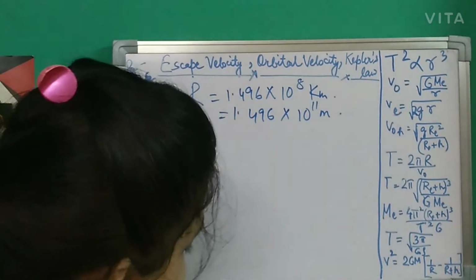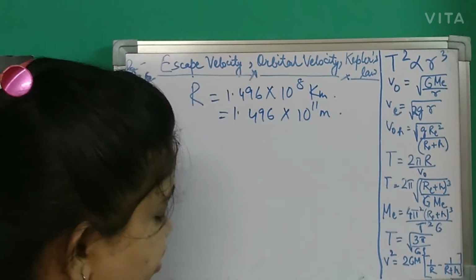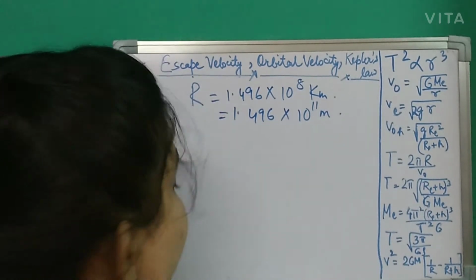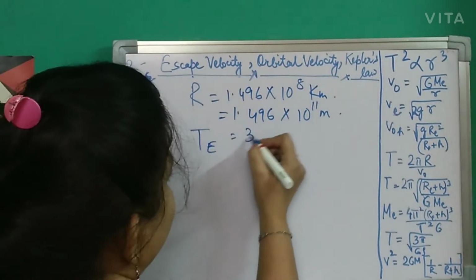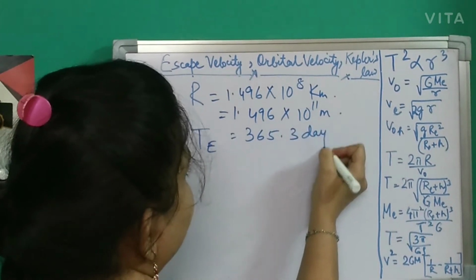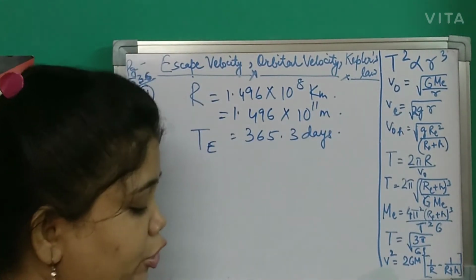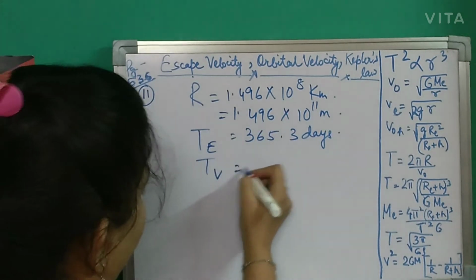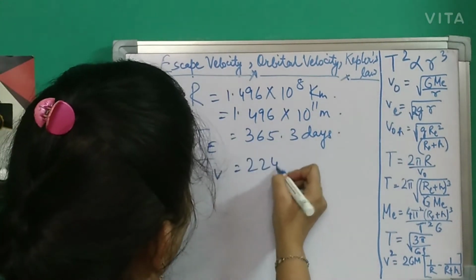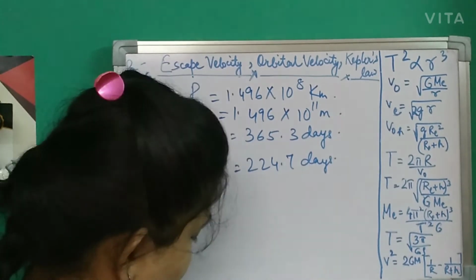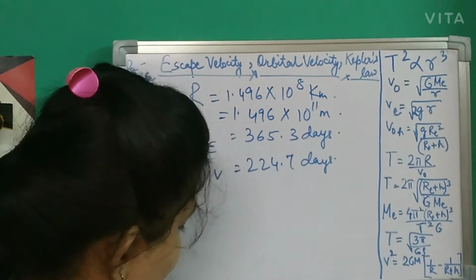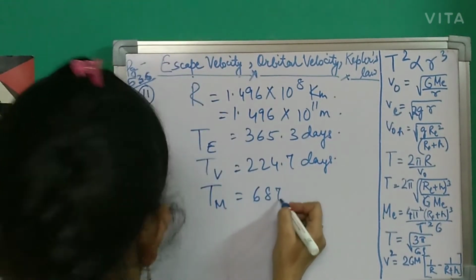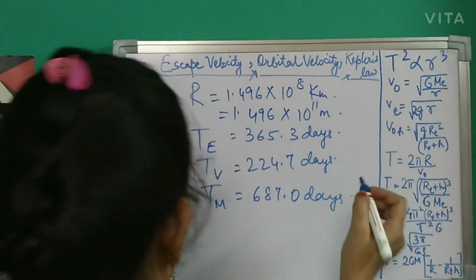Now what is given to you? Its sidereal revolution period, that means time period, is given as 365.3 days. So the time period of the earth is given as 365.3 days. And what else is given? The sidereal revolution period of the planets Venus and Mars. The time period of Venus is given as 224.7 days, and the time period of Mars is given as 687.0 days.